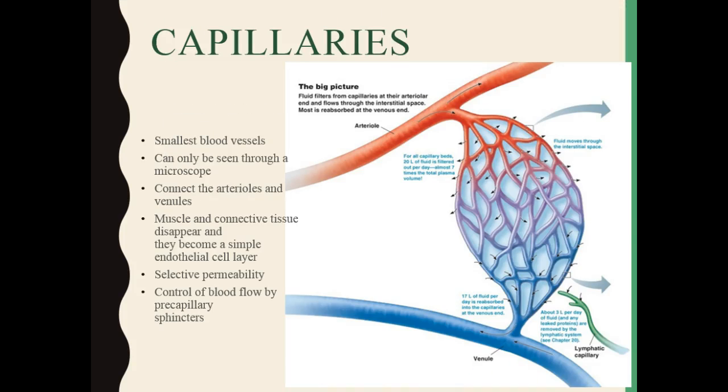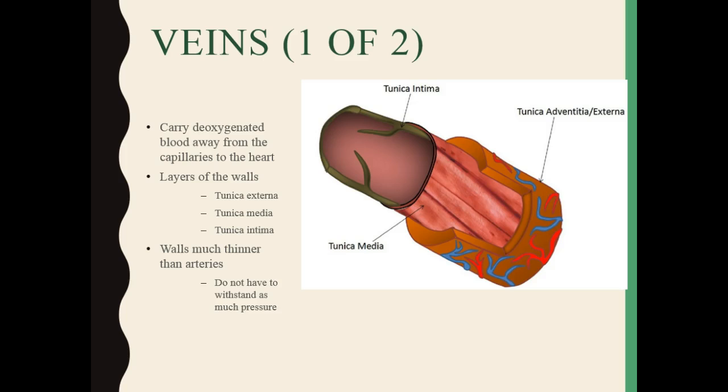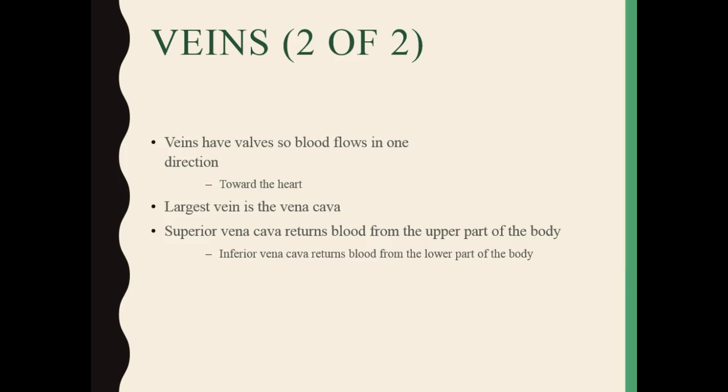We talked about capillary beds. Here are some details about capillary beds and how they function. And again, you can pause on any of these that you need to. If you have any questions about any of them, please send me an email. And here is a cross-section of a vein. And again, the walls are much thinner. They don't have to withstand the pressure of the heart beating like arteries do. And yes, you'll need to know the inferior and superior vena cava.